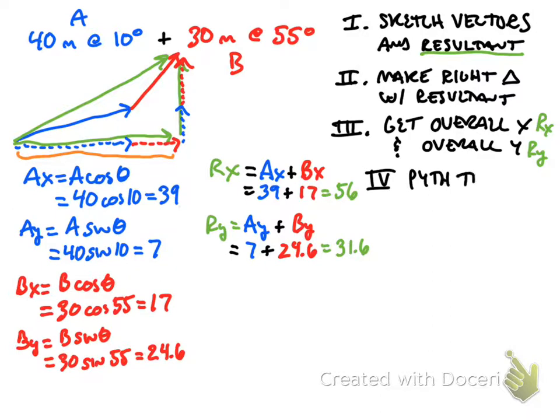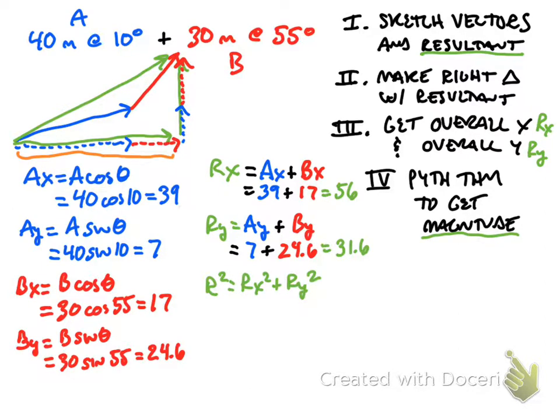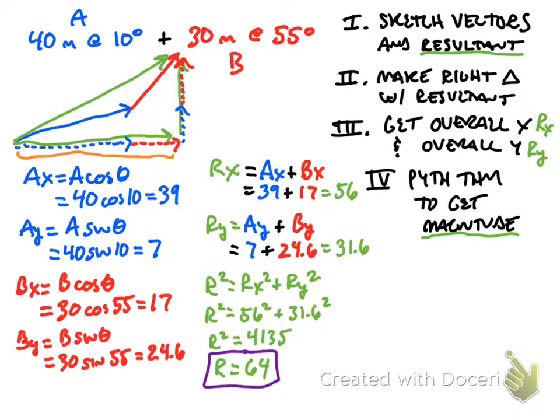So now what we need to do is the Pythagorean theorem with those numbers to actually get the magnitude of the green resultant vector. So we do the Pythagorean theorem, a squared plus b squared equals c squared, but in this case we're doing R squared equals Rx squared plus Ry squared. And going through the math with that, we find out that R is 64.